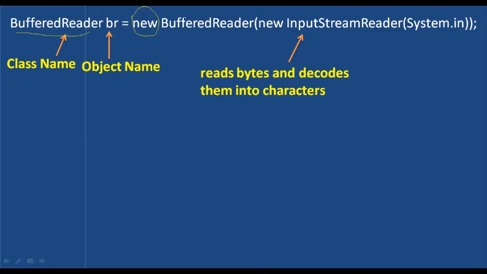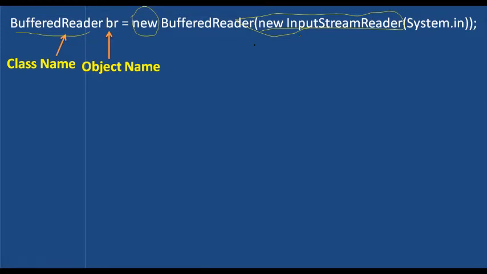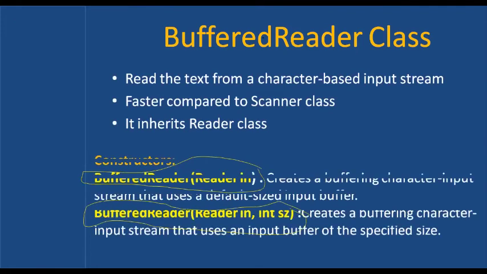And in this constructor, we have one more extra thing when compared to the Scanner class. The purpose of the InputStreamReader is to convert the bytes which you read into characters. All these characters will be stored in a buffer. The size of the buffer need not be fixed. If you want to give your own size, you can give it by using this constructor. By using the second constructor, if you want, you can increase the size of the buffer.